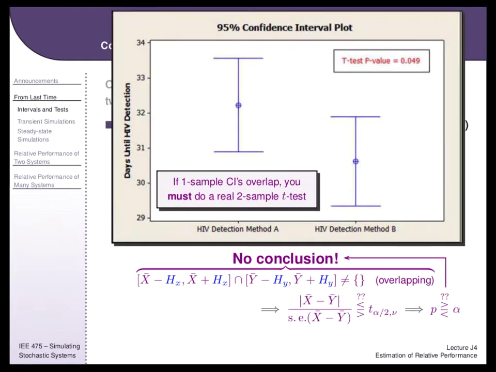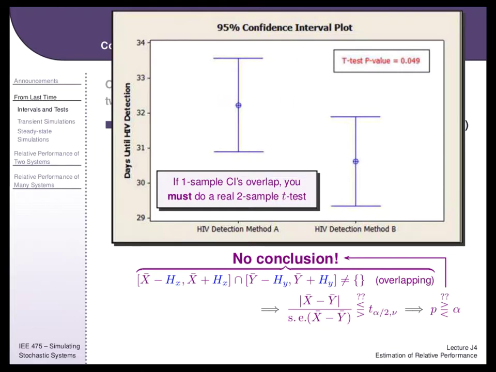So as an example here, these are data from two HIV detection methods, A and B, and the response variable here is days until the HIV detection. So the test here is to see, is method B quicker than method A? Initially, these are 95% confidence intervals. When you look at these data, these intersect, and so you might say, there's no difference between these two. I can't tell the difference.